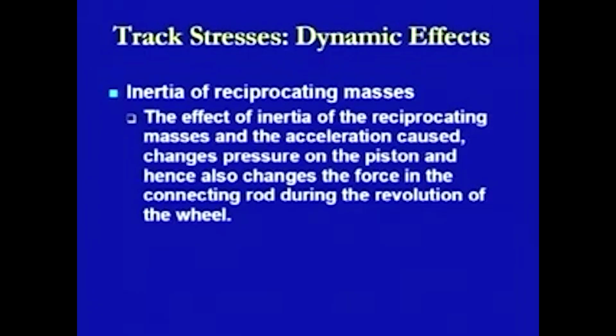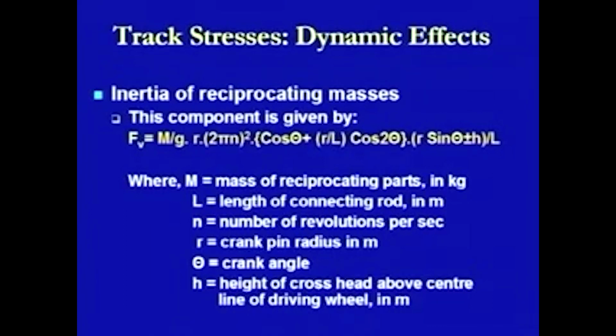There is another case, which is the inertia of reciprocating masses. The effect of the inertia of reciprocating masses and the acceleration caused changes the pressure on the piston, and hence also changes the force in the connecting rod during the revolution of the wheel. In this case, this component is given by Fv equals m divided by g multiplied by r multiplied by (2 pi n) whole square. This is further multiplied with cos theta plus r divided by L into cos of twice theta, and is further multiplied with r sin theta plus or minus h divided by L.